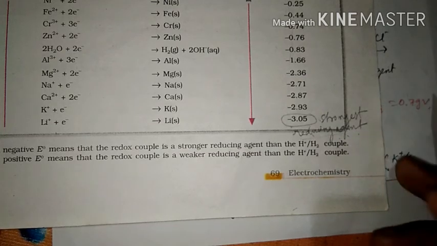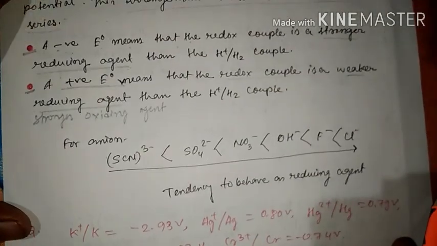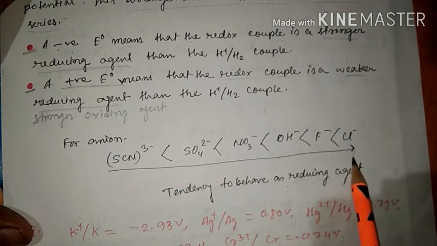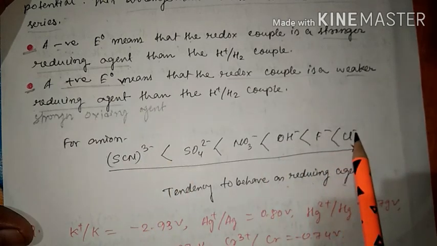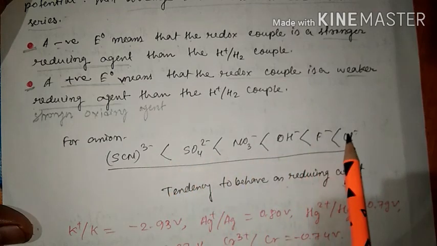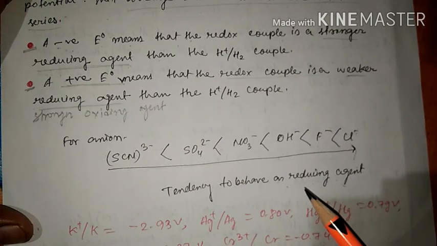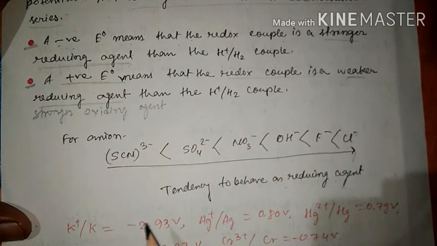Okay, next. For anions, it is found that the tendency to behave as a reducing agent increases in this way, from thiocyanate to chloride. This can be explained with the help of negative charges. As the negative charge decreases, the reducing tendency or reducing power increases. Okay, this concept does not have a definite or exact explanation. It is found experimentally. That's why I'm using it this way.